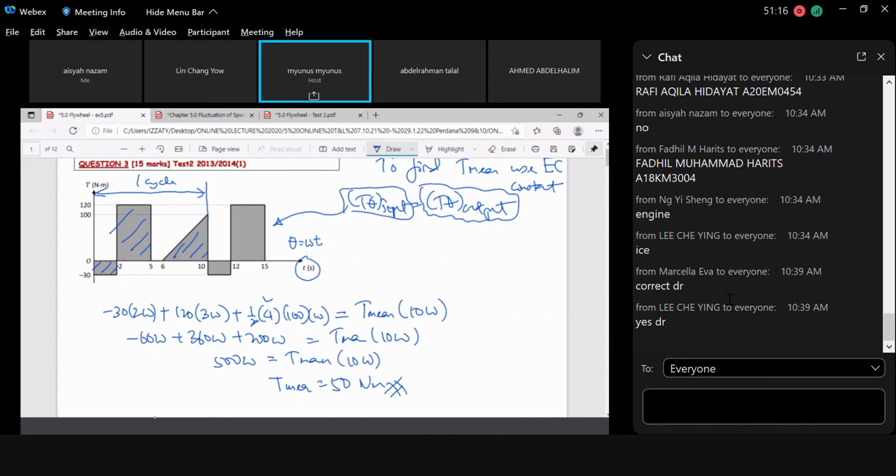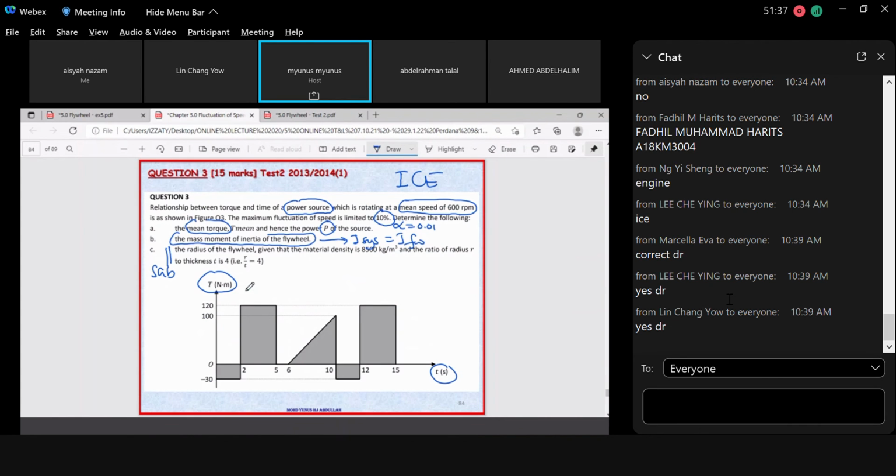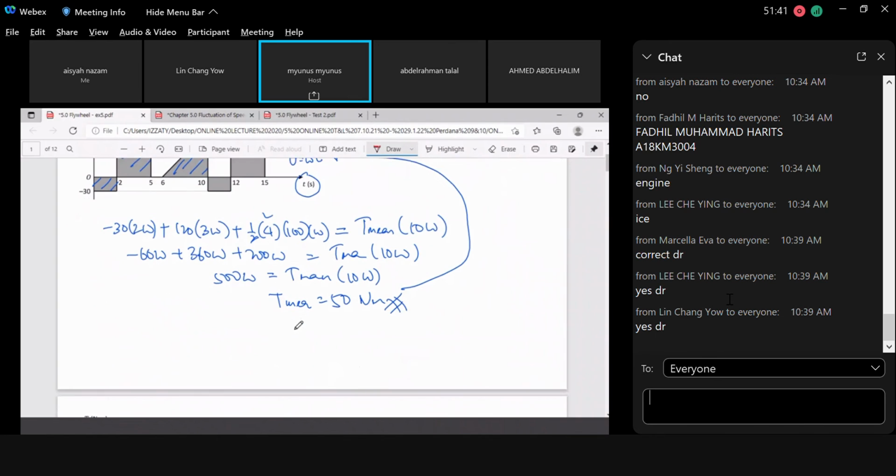Then you go back to the figure and start constructing the line. The line will cross over the graph at 50. Then you have a new graph. So we have basically answered the first part, T mean, and then power. Of course you need to look for power, because the question asks for power.